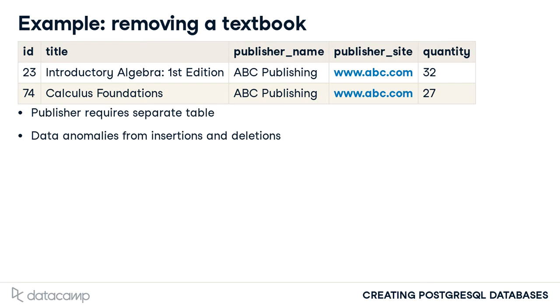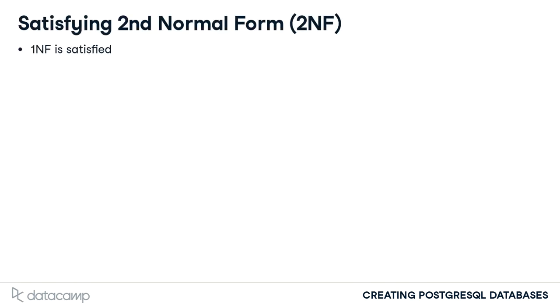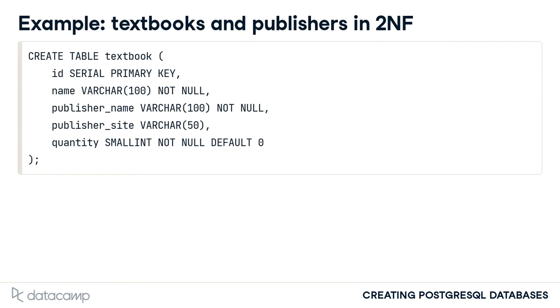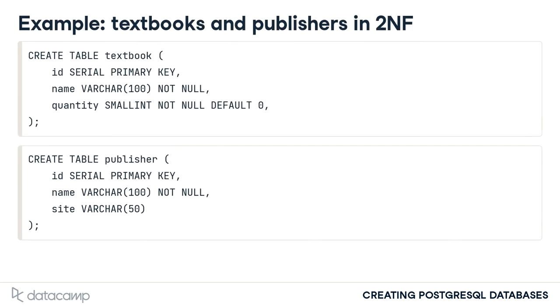Conversion to second normal form presents a remedy to these problems. A database is in second normal form when it satisfies first normal form, and non-key columns only depend on the table's primary key. Ultimately, we still want to maintain a link between textbooks and publishers, but we should do this outside of the textbook table. This can be done by, first, moving all publisher data to its own table in the database.